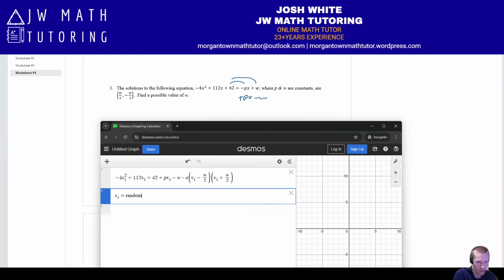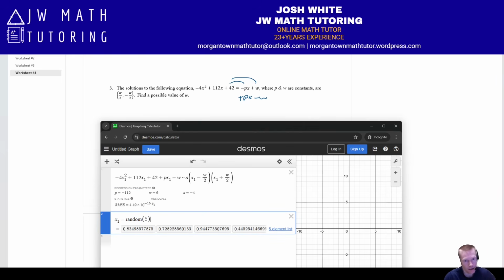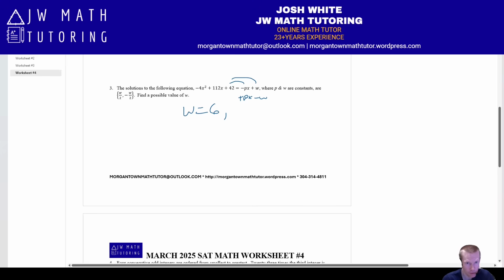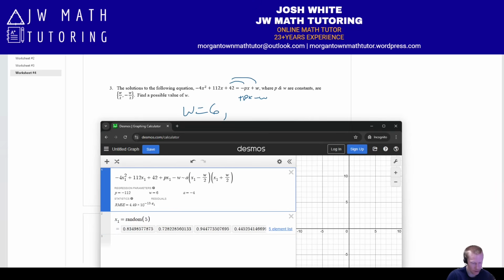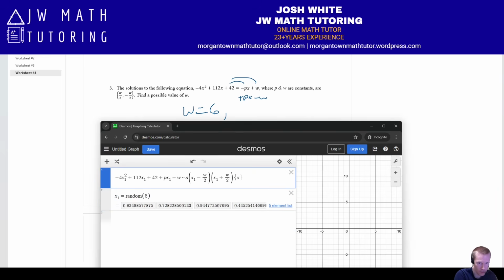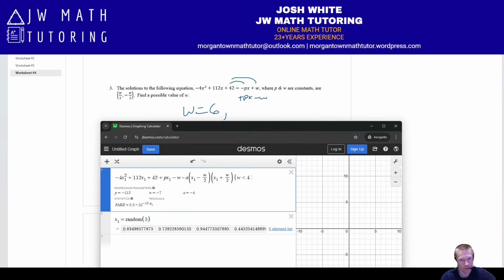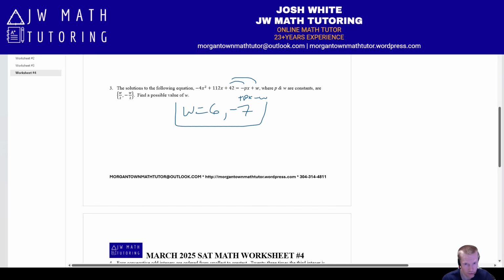Easiest way is just I'm going to do 5 random numbers. Notice here it gives me the value for P, it gives me the value for W, it gives me the value for A. I don't care about P or A. Really, I'm only concerned with this W. So it gives me one solution, which is that W equals 6. If you want the other solution, then what we can do here is put in a constraint. Let's make W less than 4, and notice it gives me -7, which is the other acceptable answer.